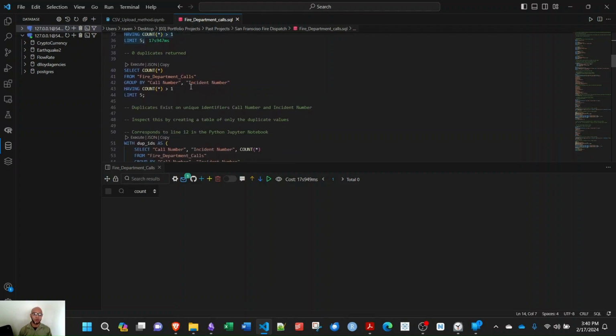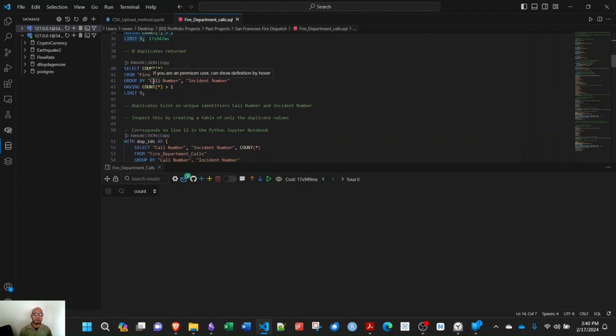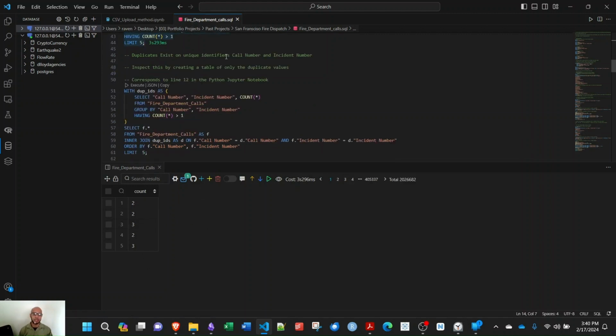But if you look for duplicates based on the unique ID characters of call number and incident number, well, now you can see there's 2 for the first grouping, whatever it may be, 2 for the second grouping, whatever it may be, 3 for the third. I know that duplicates exist on my unique identifiers, call number and incident number. I'm going to inspect this further by creating a table that only contains duplicate values.